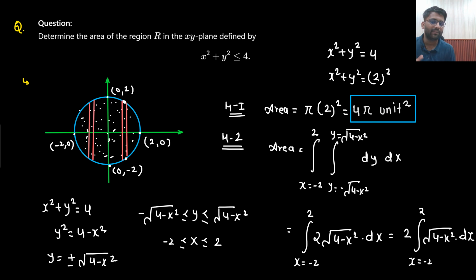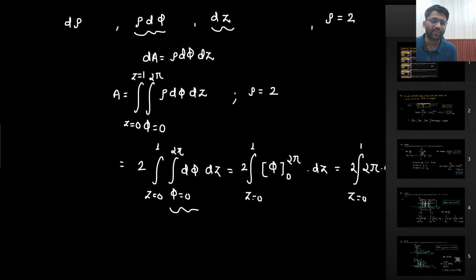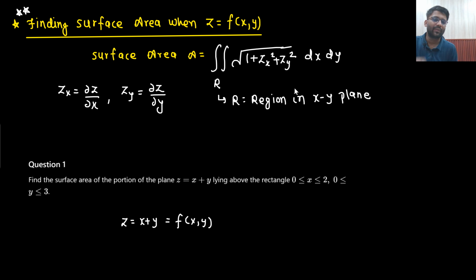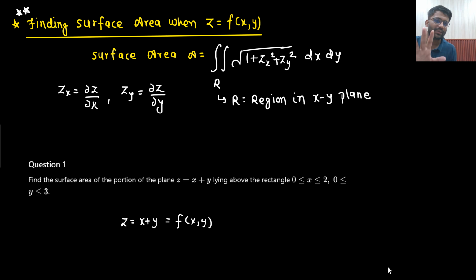When we were done with the xy plane, we moved to this particular structure in 3D. In 3D we found curved surface area, but here Z was constant, going from 0 to 1. Z was not a function of x comma y. After that, Z became a function of x comma y. This particular derivation I did not give you, I am sorry for that.